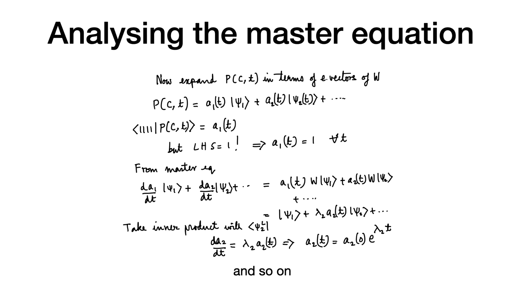So, all the other eigenvectors when I add, it must add up to 0. So, that's another statement you can make about the W matrix. Okay. Now, we go back to the master equation.